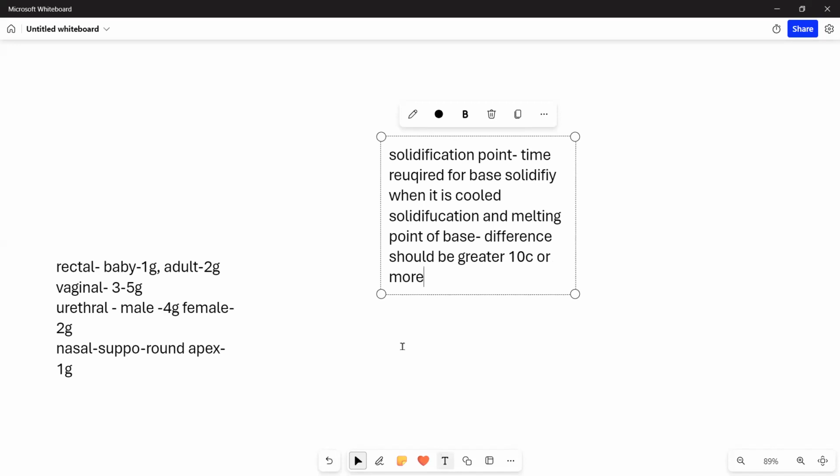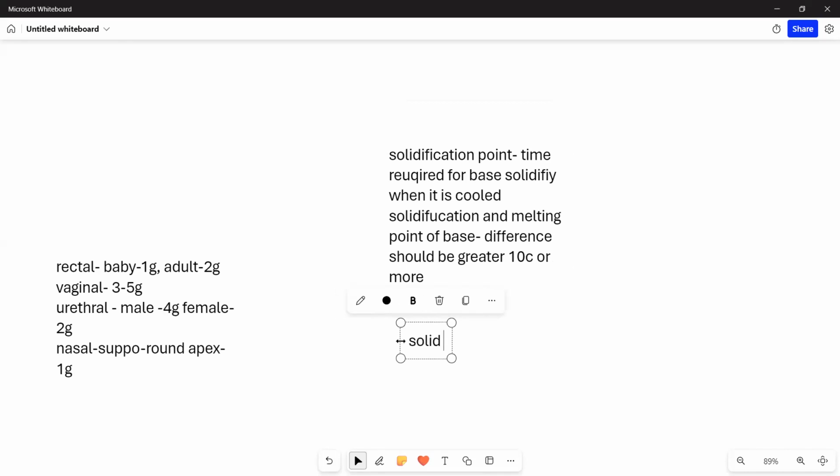Next, another most important topic, solid fat index. What is meant by solid fat index, guys? Do you have any idea? SFI. Come on, guys. What is meant by the solid fat index?